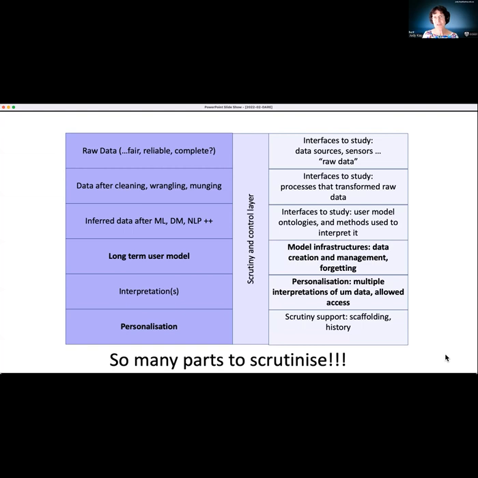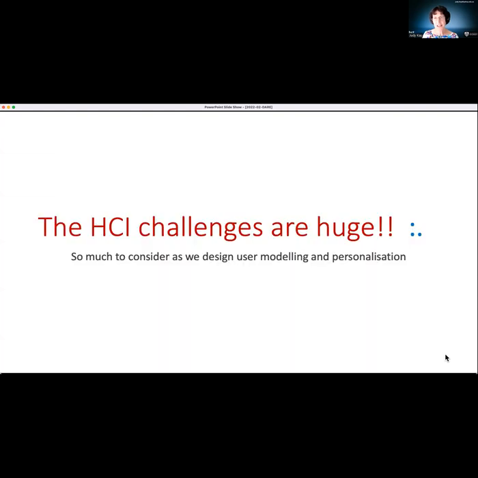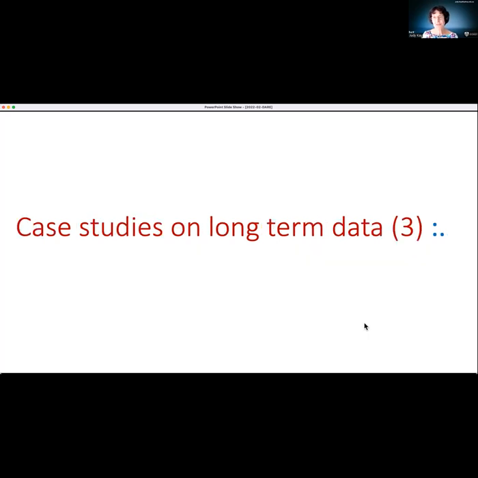So really, there are so many parts to scrutinize and huge challenges in interface design. That's what I want to tackle. I know that there are certainly a lot of cool things to be worried about from the pure machine learning side, but this is the work that I do. So here are some case studies.